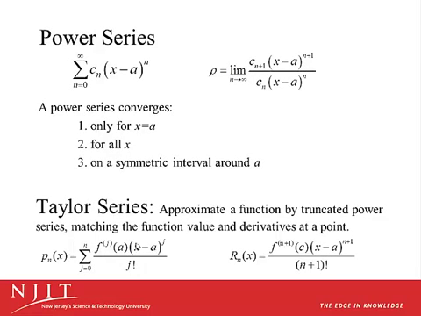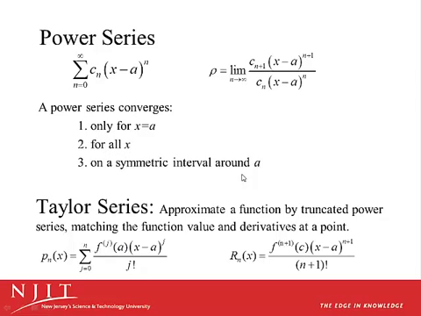To recall, power series are infinite polynomials, a sum of a coefficient times (x minus a) to the power n, where a is the location where the power series is centered, and we have an infinite number of these terms. Power series converge when the ratio of the new terms over the old terms is less than or equal to 1. If it's equal to 1, we have to carefully check that convergence. But when the ratio rho is less than 1, we have convergence. Power series converge either only at x equals a, where it's centered, or for all x, or on a symmetric interval around a.